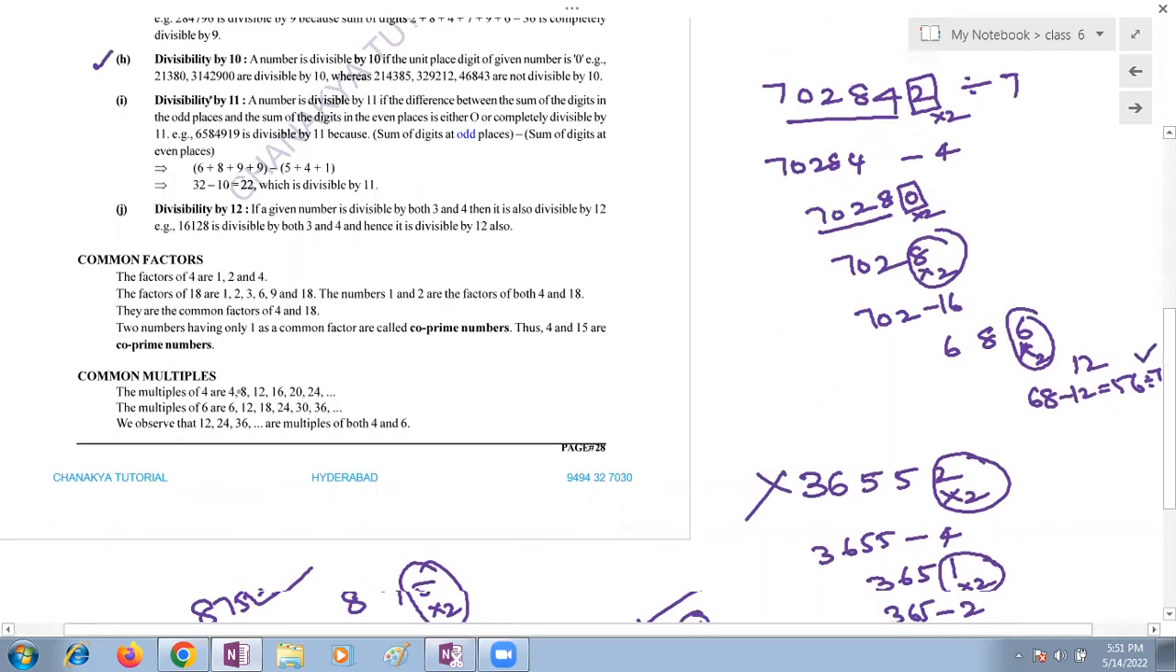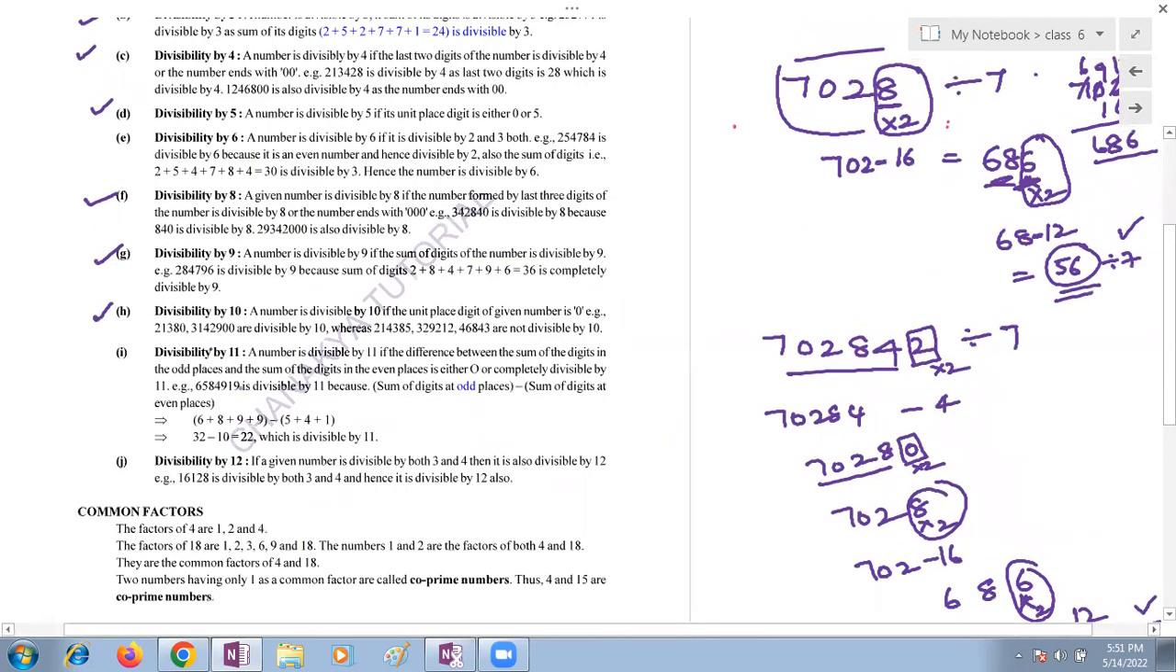For the last digit, you need to make it twice. It's very simple. You did not get this rule in any textbook. They will give some other way, but this is the easiest way. Please remember these things.